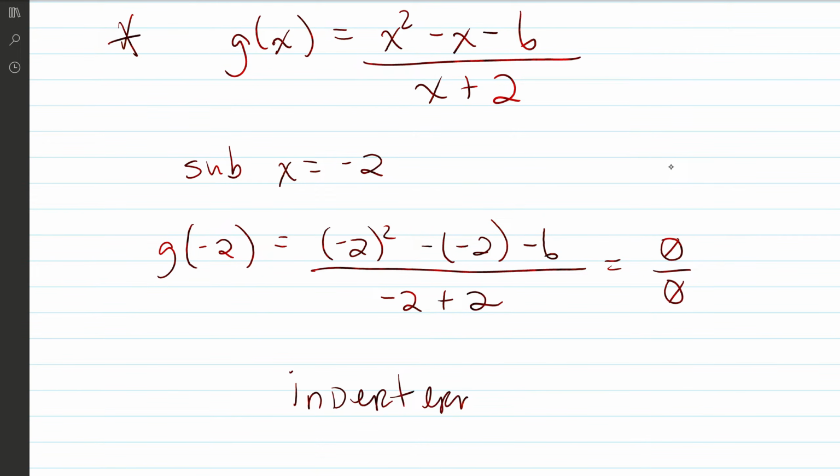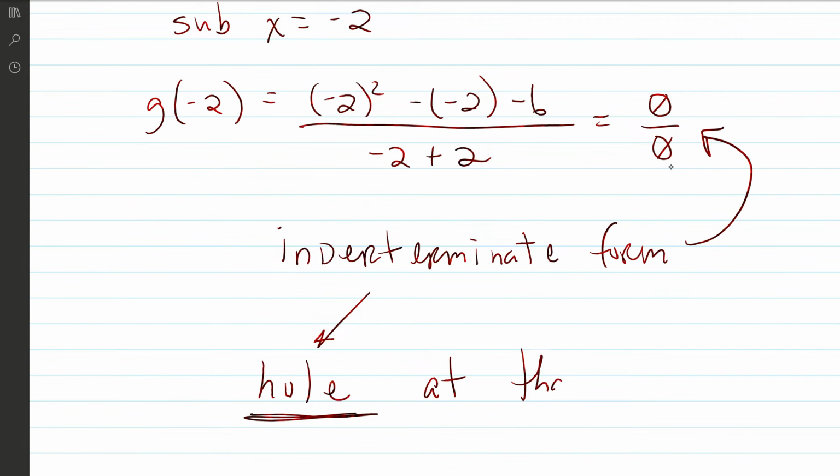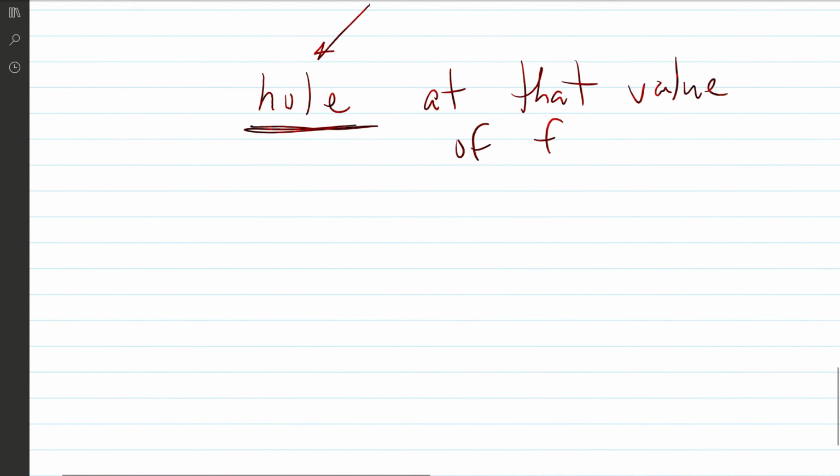For us, this is known as indeterminate form. Indeterminate form, when we get 0 over 0 or infinity over infinity and things like that. That's indeterminate form for us. So what does that mean? That indeterminate form means that a hole appears in the graph at that value of x. So there's a hole in the graph of our function g of x at the value of negative 2 for this specific example.